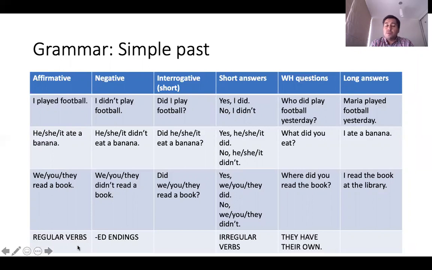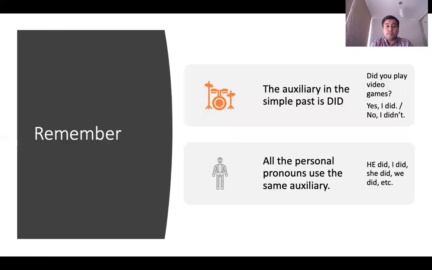Something important to remember is that regular verbs have ed endings, and irregular verbs do not have them because they have their own forms. Also, you have to remember that the auxiliary in the simple past is did, for example, to make questions. Did you play video games? Yes, I did, or no, I didn't in the answer. And all the personal pronouns use the same auxiliary. So you can say he did, she did, we did, etc.